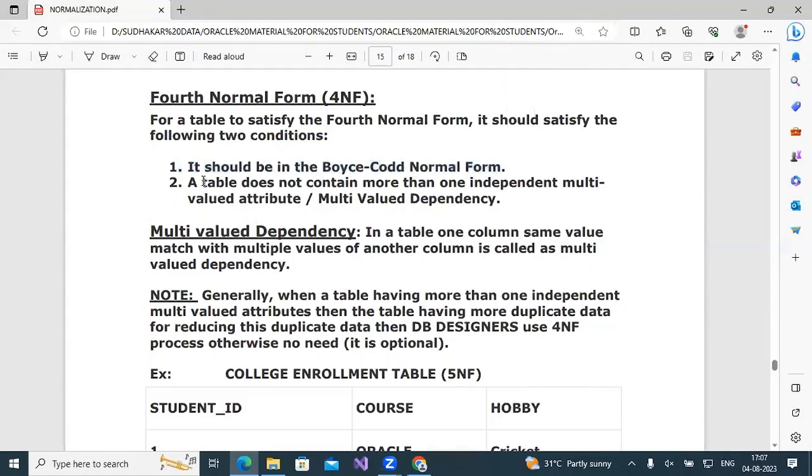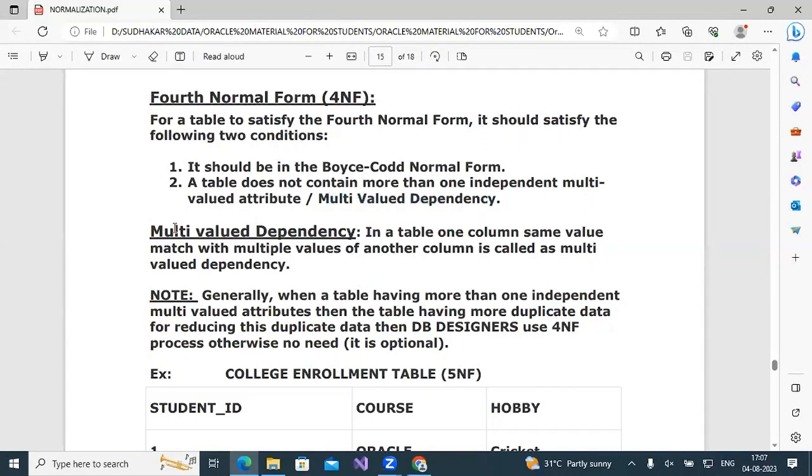Now carefully observe, a new technique again. What is the new technique? A table does not contain more than one independent multi-valued attribute. Here attributes means columns. So multi-valued dependencies are not there in your table. So what do multi-valued dependencies mean?